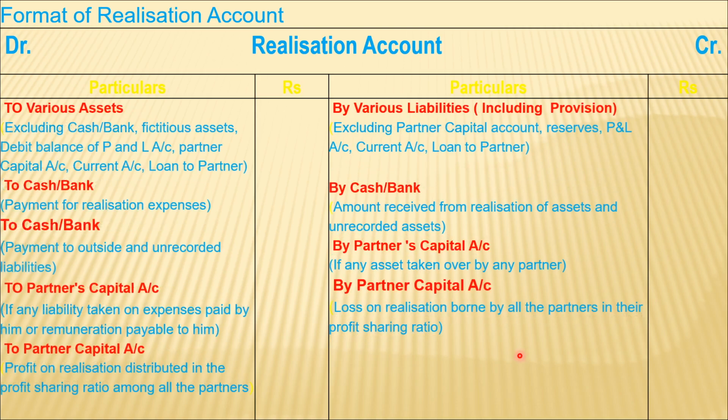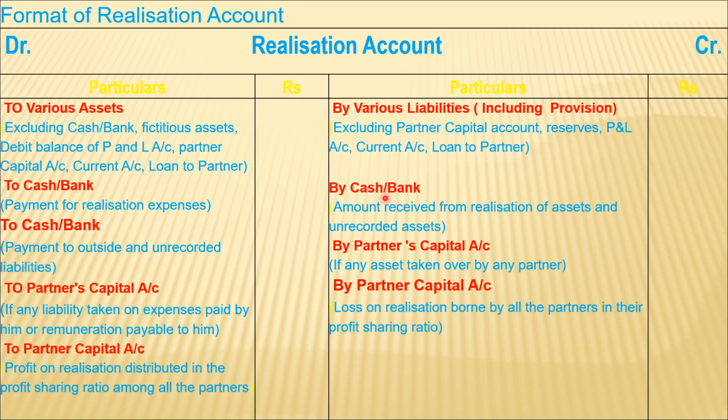The next step: like two subsequent days, we consider this main ledger. So realization account debit to various assets account, in details it is mentioned. Liability by liability, transferring liability. Now payment of realization account debit to cash and bank, cash is being paid out, payment to outside liabilities. So realization account debit to cash and bank account.